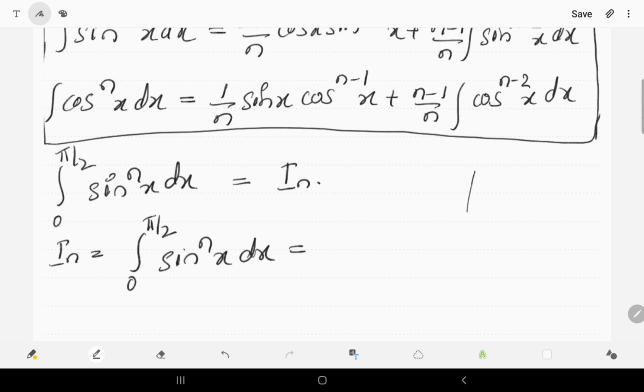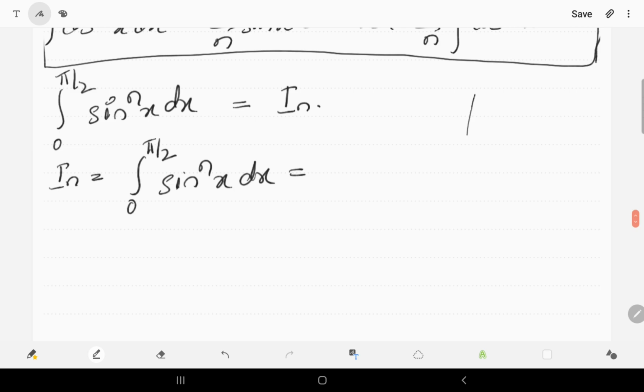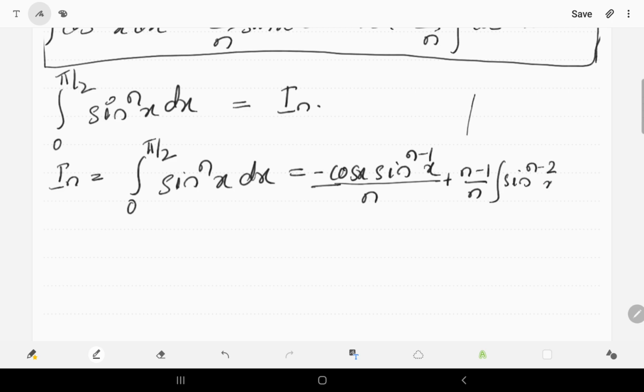So the reduction formula for the integration of sin raised to n x dx without limits we know, that is equal to minus cos x sin raised to n minus 1 x divided by n, plus n minus 1 divided by n integration of sin raised to n minus 2 x dx.